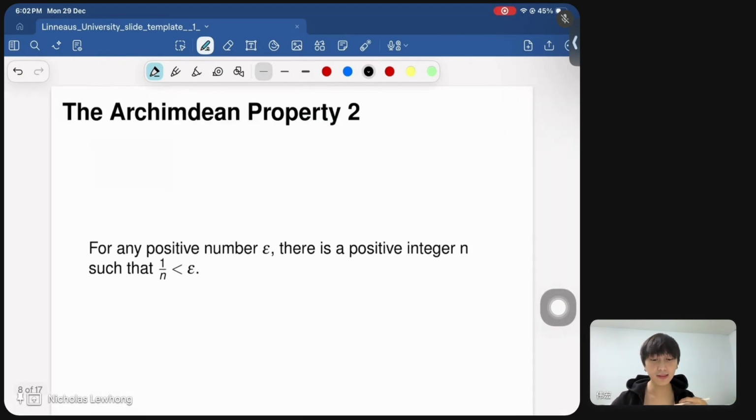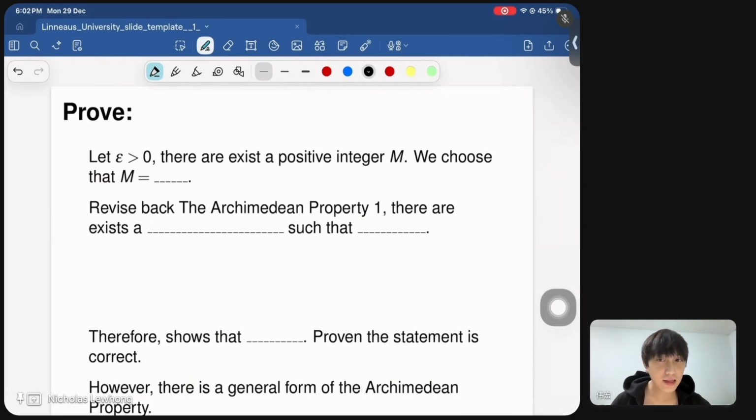So now let's see Archimedean property 2. For any positive number epsilon, there is a positive integer n such that 1 over n is smaller than epsilon. So how are we going to prove this? We let epsilon be larger than 0, because it's positive, and there exists a positive integer n. We don't want to choose m first because it's very hard to choose at first. So we revise back to Archimedean property 1 first, because it's very similar. There exists a positive integer n such that n is larger than m.